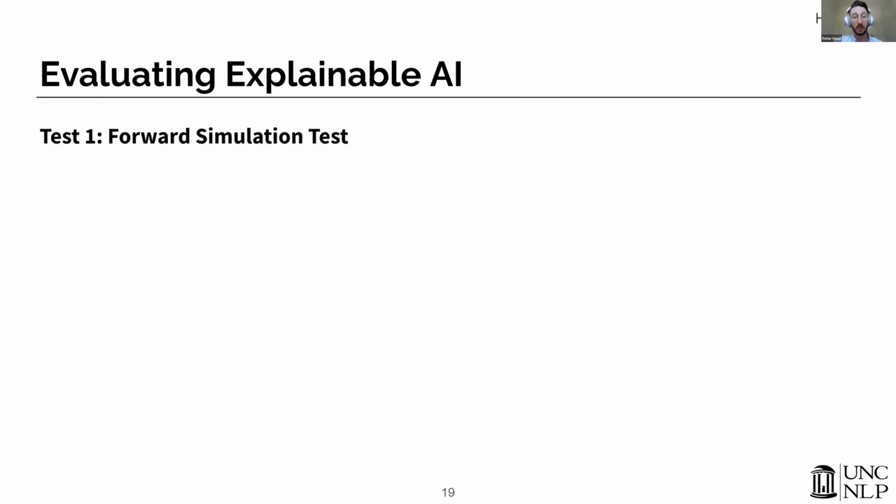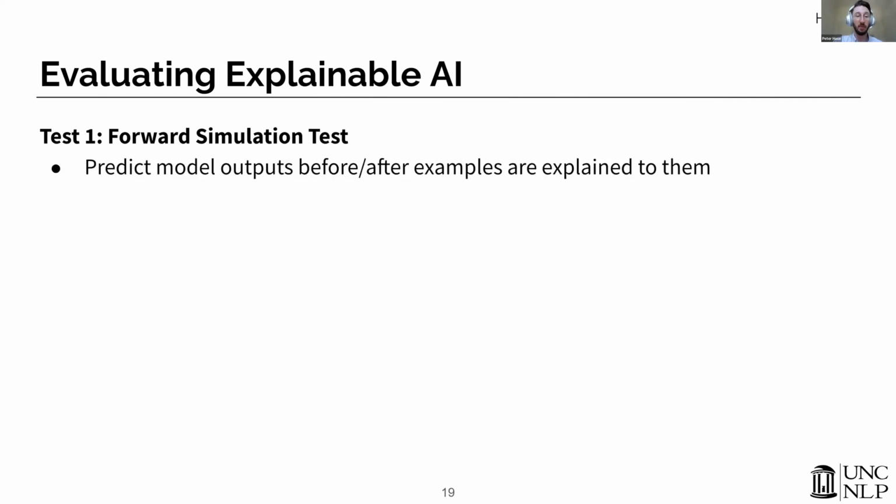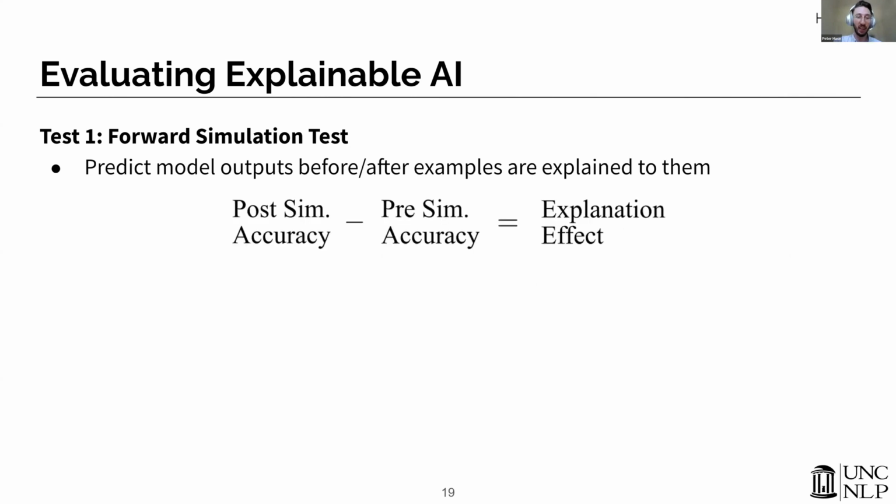Okay, I'll describe some tests we use for this. This is a human study test we use. The basic setup is that we ask people to predict model outputs before and after individual data points are explained to them by some explanation tool. And our estimate of the explanation effect is how well people are able to predict the model outputs after seeing explanations versus before seeing explanations. That's this equation.